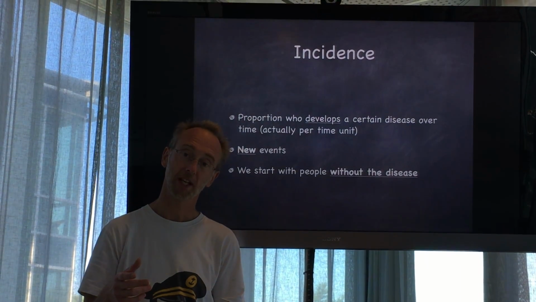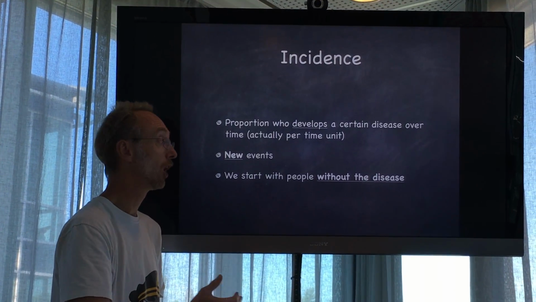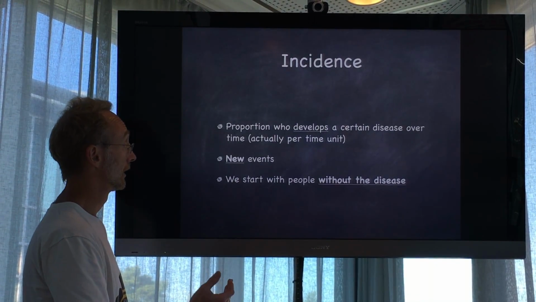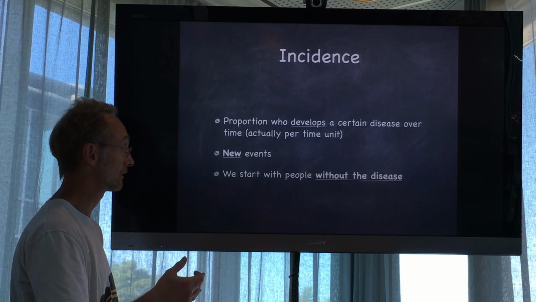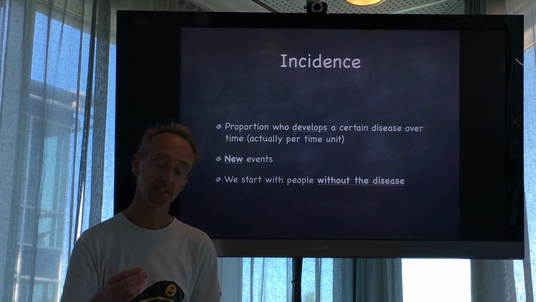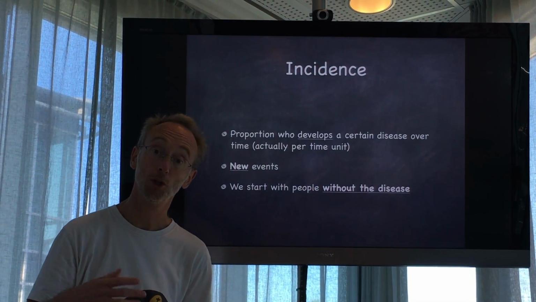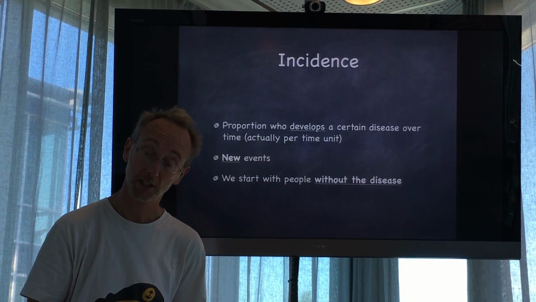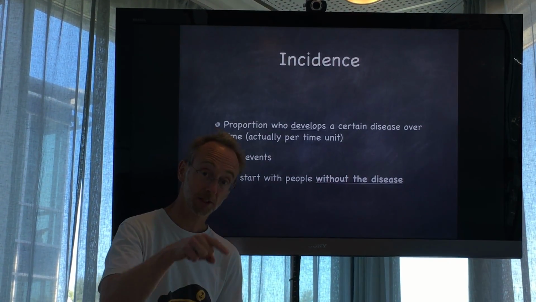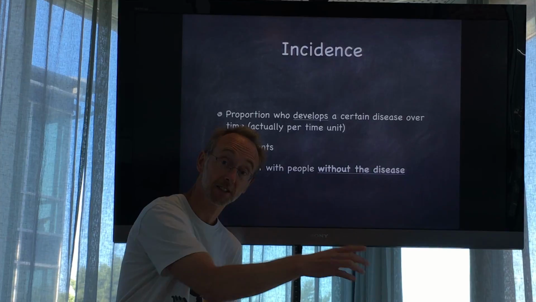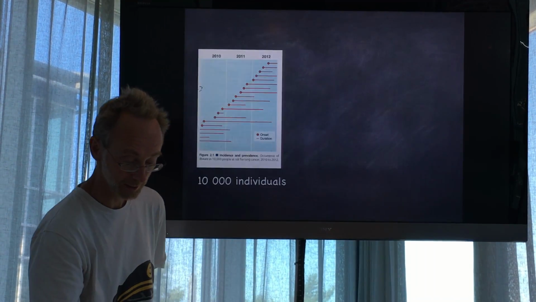Incidence is different. Incidence is the proportion who develops something over time. So the proportion who develops a certain disease over time, actually the time unit. And we only calculate new events. So we start out with people not having the disease. We start out with healthy people, we follow them over time, and we count the number of new events over time. That gives us incidence.